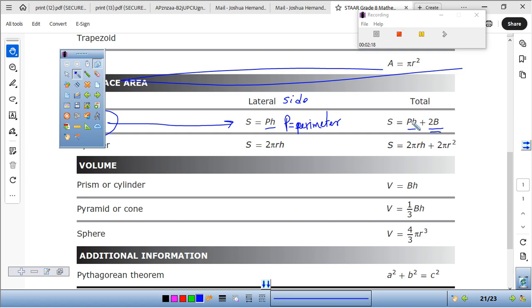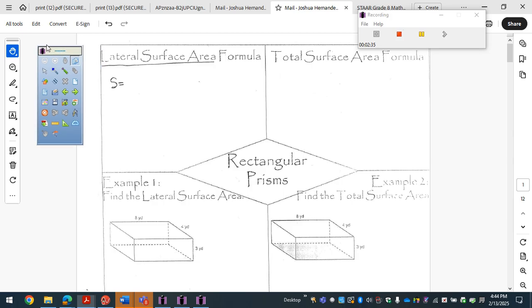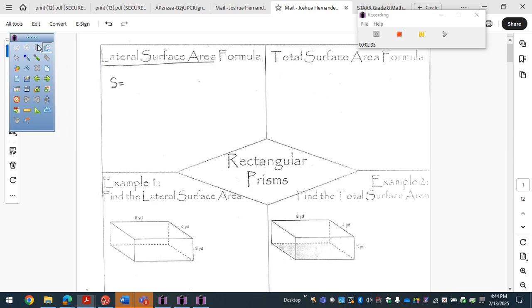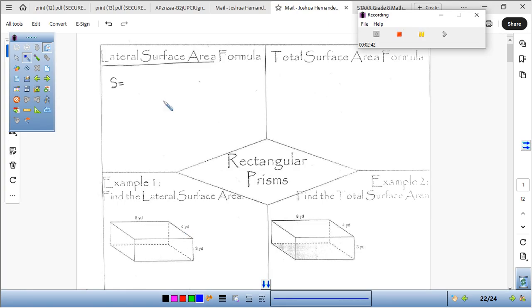So P again stands for perimeter, and B is the area of your base. All these areas are dealing with elementary stuff. Area is third grade, perimeter is pre-third grade, and now you just have to figure out where the numbers go. So for the lateral surface area, it's just Ph. P is always the perimeter of the base. The base is this bottom one here.